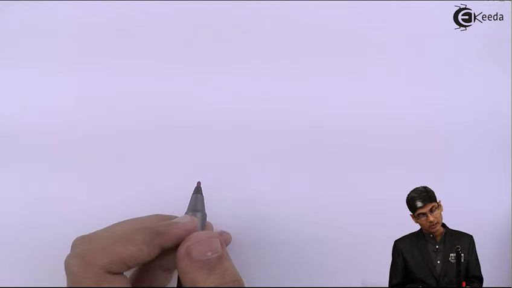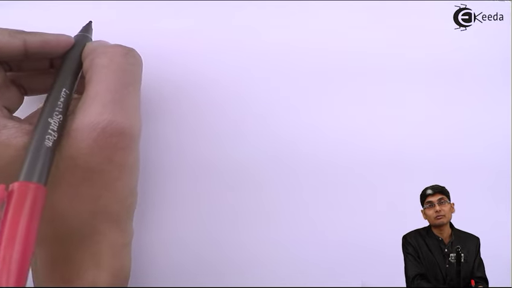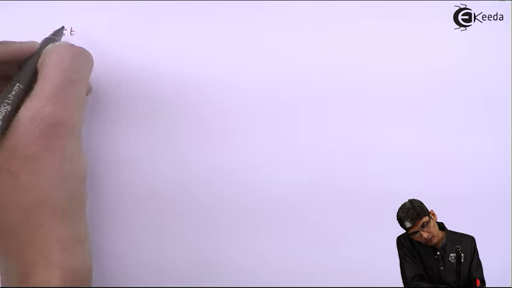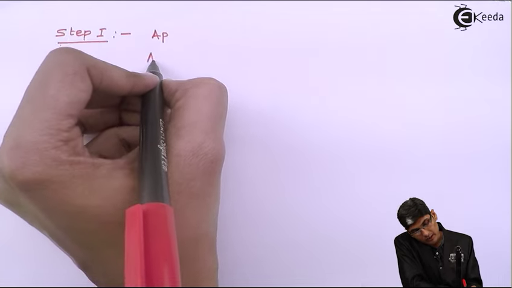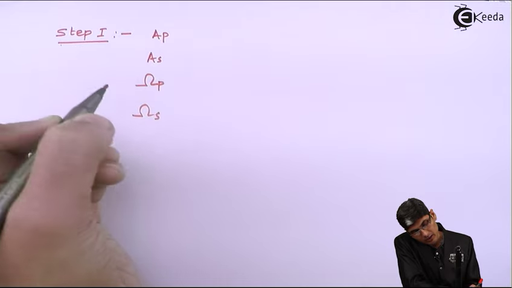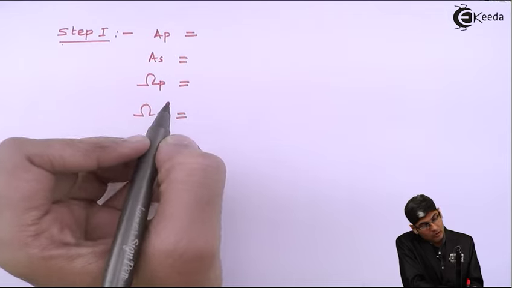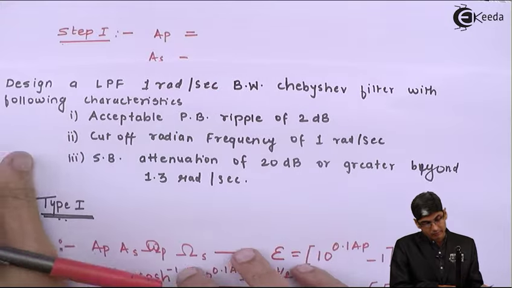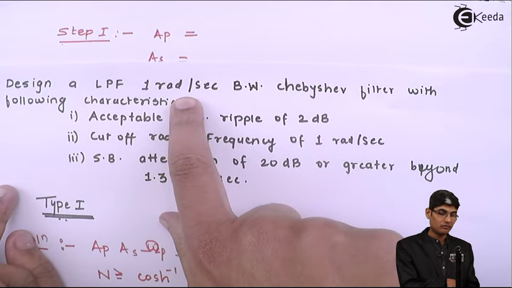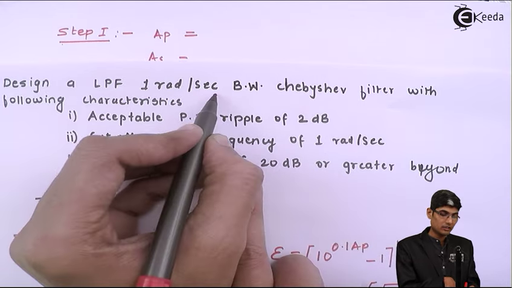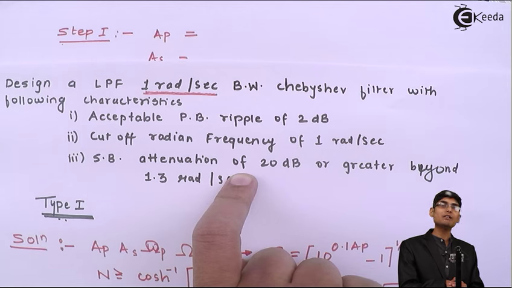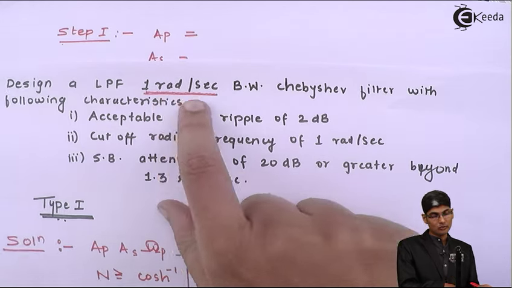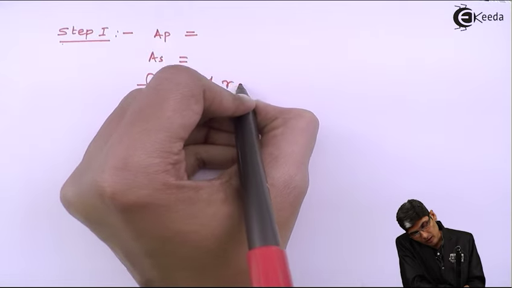Let us start. So from the given data of the problem, the first step is to get the input data. So step 1, let us get the input data. For input data, I want AP, I want AS, I want omega P, I want omega S. Right. So in the problem, they have mentioned that design a low pass filter of 1 radian per second bandwidth. This factor is called the cutoff frequency, and whenever there is no passband edge frequency specified in the problem, we take the cutoff frequency as the passband edge frequency. So my omega P frequency is 1 radian per second.